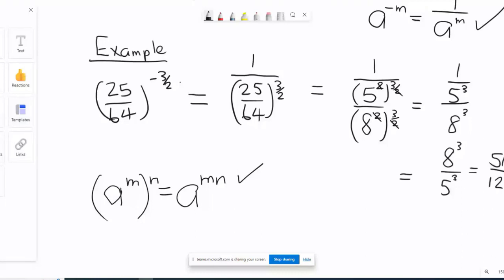So my question is, can you see how I've allowed this to come into play here? Can you see that? My 5 is a, my m is 2, and my n is 3 over 2. So it's the inner exponent multiplied by the outer exponent. The same applies to 8 squared, all to the 3 over 2: the inner exponent multiplied by the outer exponent, yielding 3 and 3 there. Can you see that? That's my point.